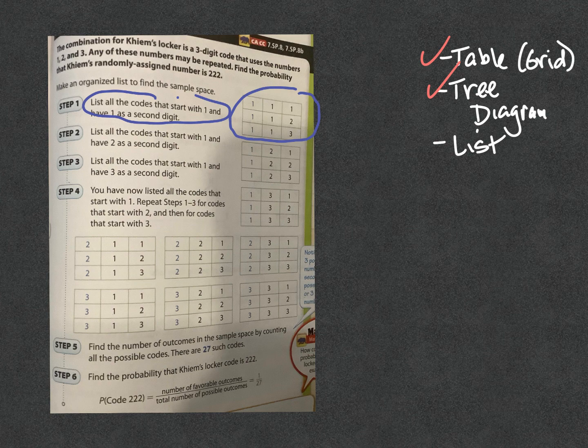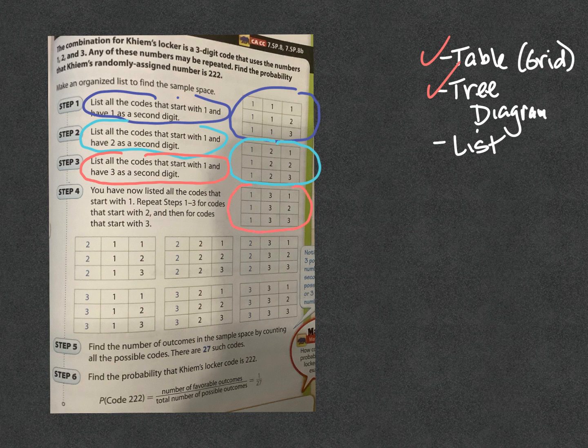And this step 2 says 1 is my first number and 2 is my second number, and all of the options of that, 1, 2, 3. Then list all codes that start with a 1 and have 3 as the second digit. That one.